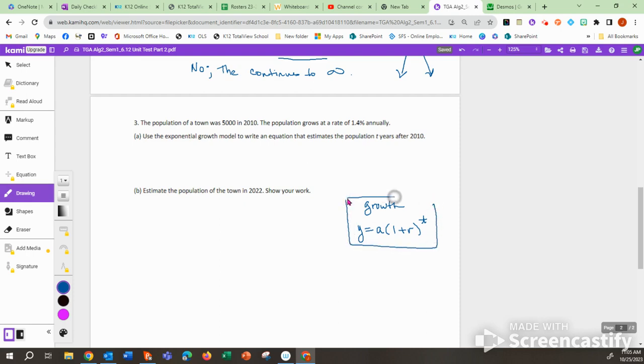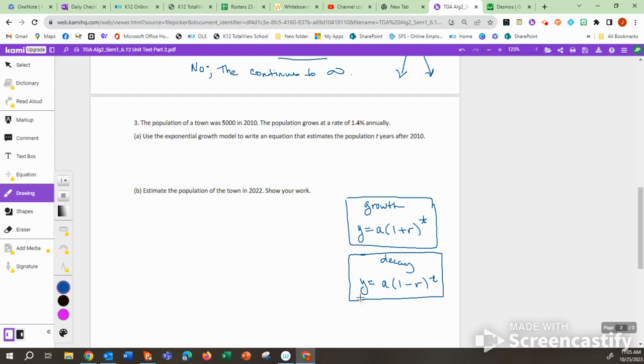And then in this unit, we also had a decay model. That's when something was decreasing. Growth is when something is increasing. The decay model has the formula y equals a, parentheses, 1 minus r to the t. And then I'm going to go ahead and tell you what each variable stands for.